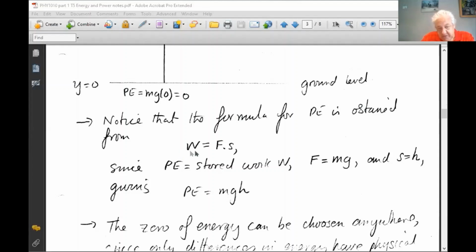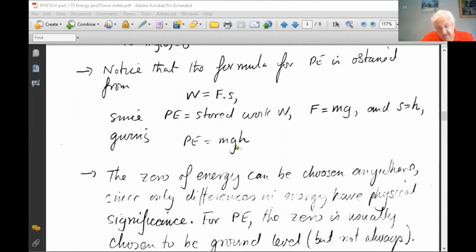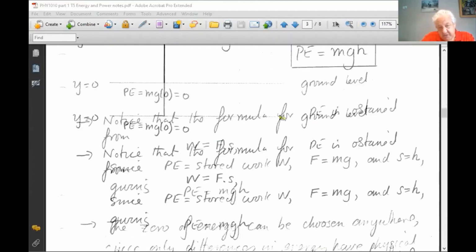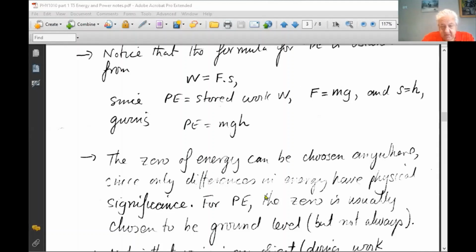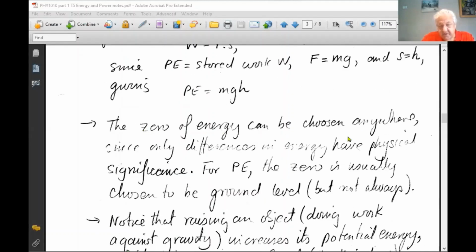This formula comes from work equals force times distance. Potential energy is basically stored work. So my W can be written as PE. My F, the force that we have to do work against to raise it, is mg. So the work done is mg times the distance h. As I've said, the zero of energy can be chosen anywhere, since only differences in energy have physical significance. For potential energy, the zero is usually chosen to be ground level, but not always.